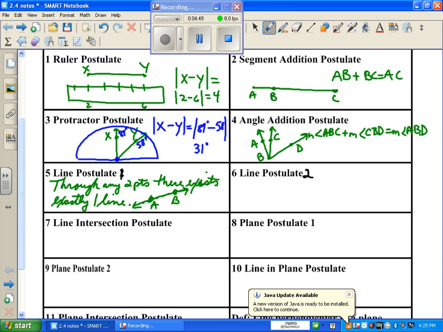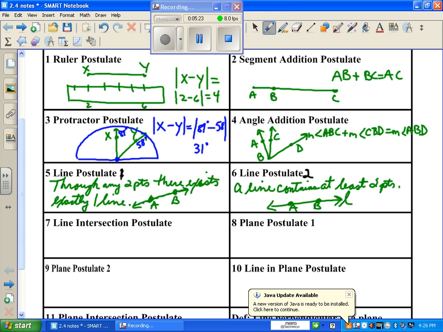The second line postulate says it's a reverse of the first one. A line contains at least 2 points. So if you have a line started out, let's call it line L, you for sure have 2 points. You have an infinite number of points, but the least number of points you have is 2. So it's the reverse basically of line postulate number 1.